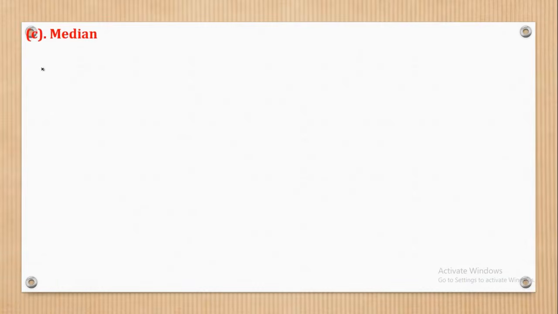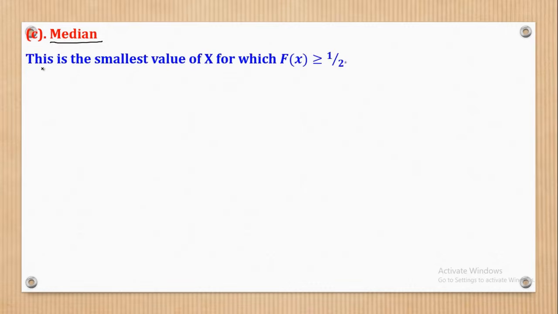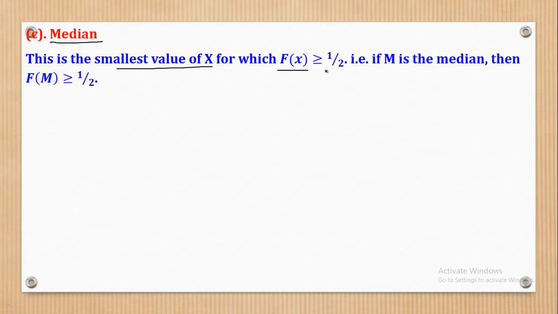So now we shall look at some parameters. One is the median. The median is the smallest value of x for which capital F(x) is greater than or equal to a half. Therefore, if m is the median, then F(m) is greater than or equal to a half. We shall see how this formula is used.